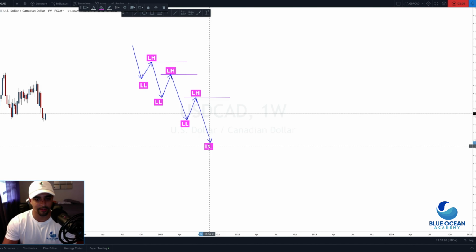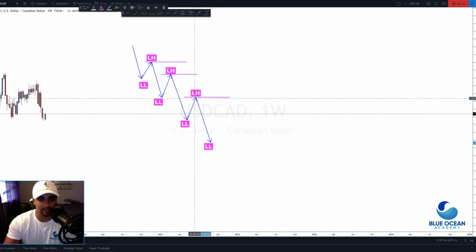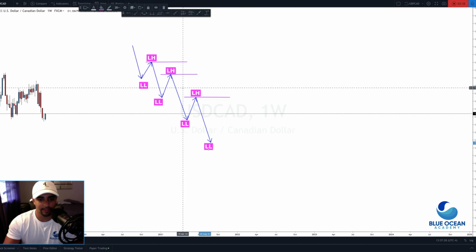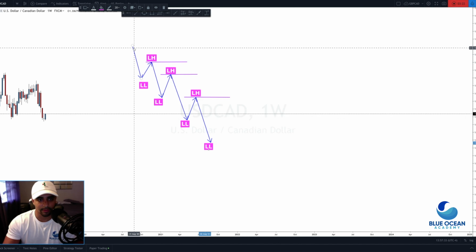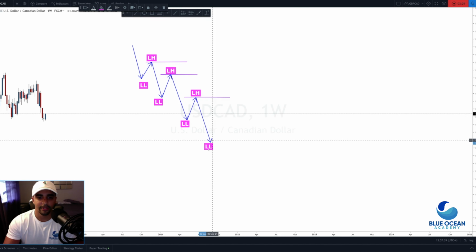So as our ceilings are dropping, our floors are going lower. This ceiling is lower than this ceiling, and this floor is lower than this floor. So again, market structure is lower low, lower high, lower low, lower high, lower low, lower high, lower low.